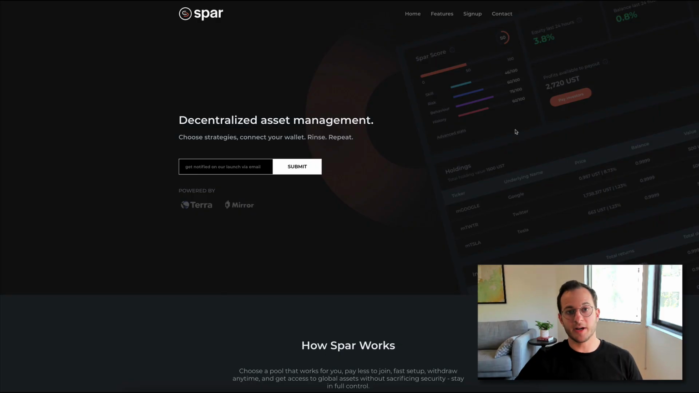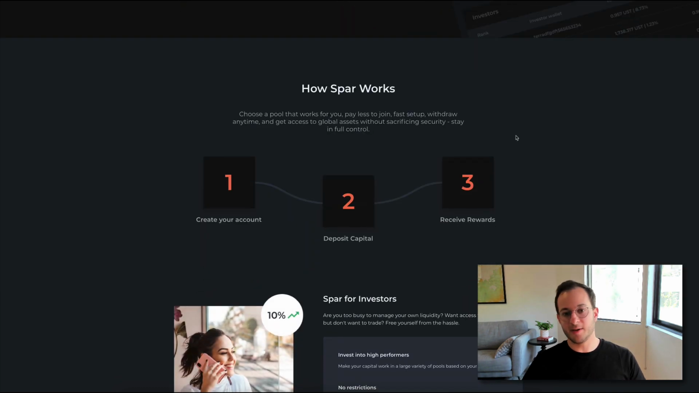And next up is Spar.finance. You can see here it's a decentralized asset management platform. Basically, they say it works as easy as 1, 2, 3. You just deposit capital into one of the preset strategies and then receive rewards for doing that.